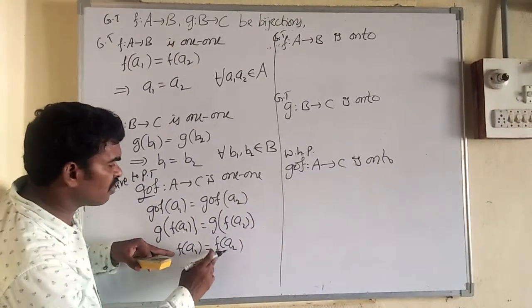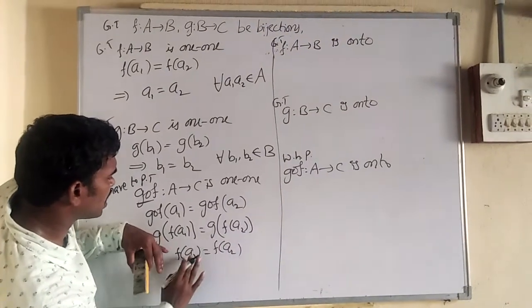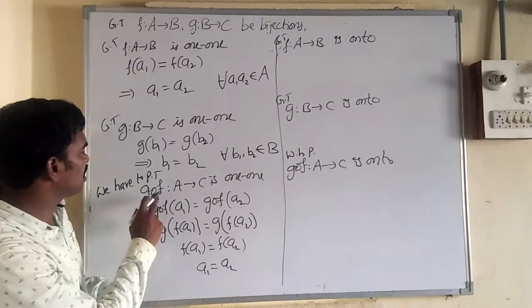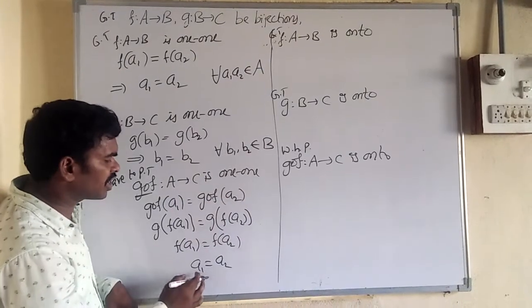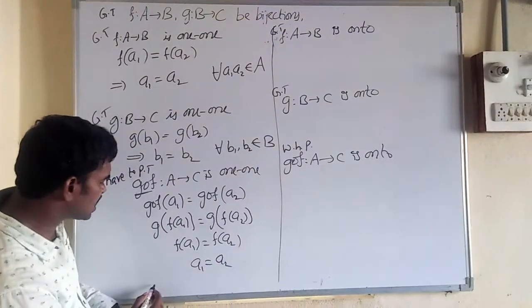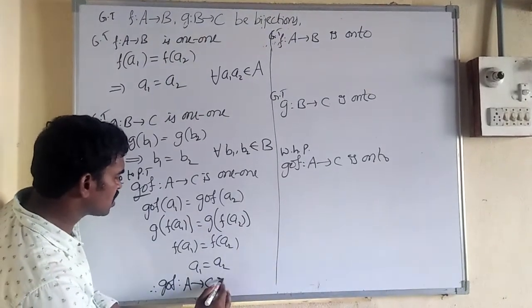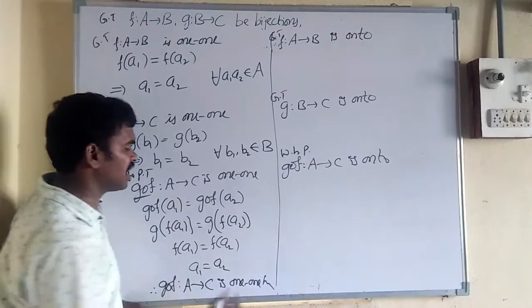So F is also a 1-1 function, so remove F. What is remaining? A1 equal A2. So got it? If G circle F of A1 equal G circle F of A2 is taken, then we got A1 equal A2. Therefore, we can say that G circle F maps from A to C is a 1-1 function. So that's all, 50% of the theorem is completed.